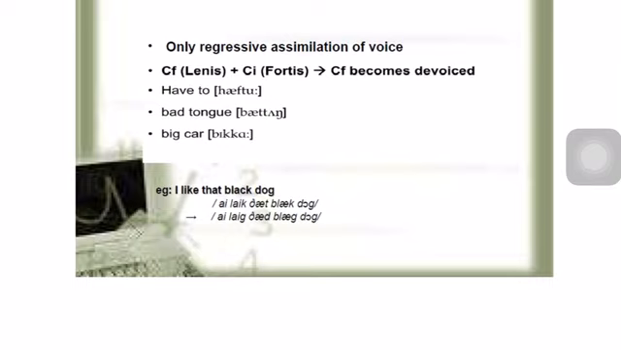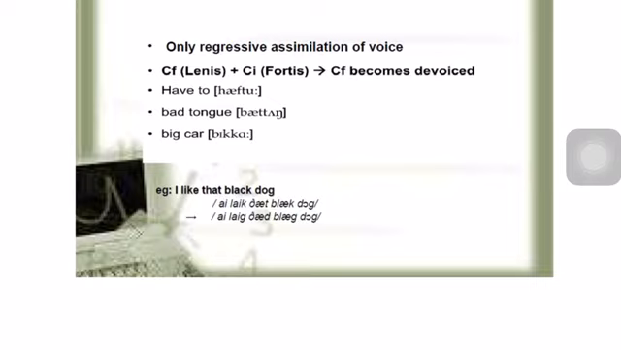So in black, the K sound is voiceless, and then we change it into G, which is the voiced counterpart of the sound K. So I like that black dog, instead of saying "black dog," because that would make it difficult to pronounce. So we change the K into G just to make the two sounds go smoothly together.